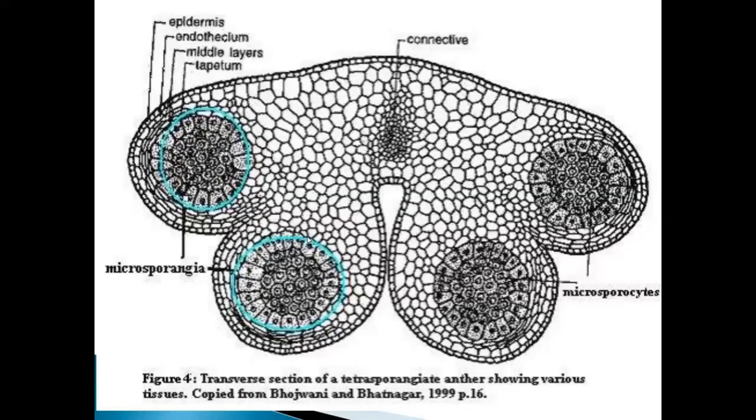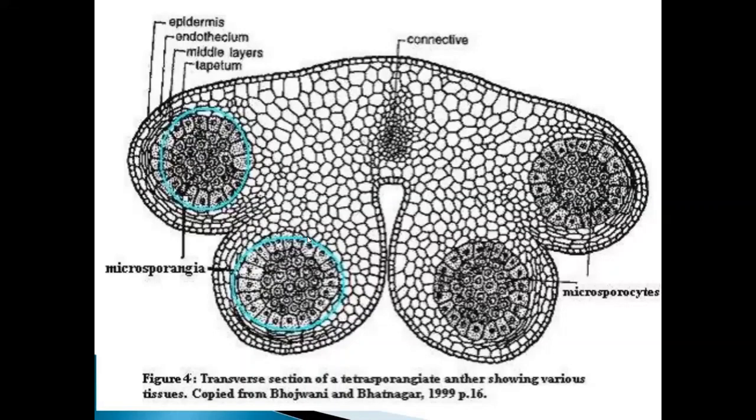whenever we observe the four lobes, in between the two lobes, larger sized cells are present. Those cells are called stomium cells. So they are different from other epidermal cells. Okay. So the stomium cells can help in the dehiscence of the anther.